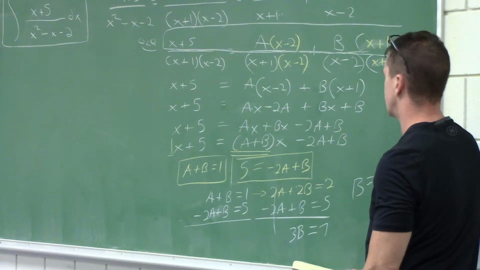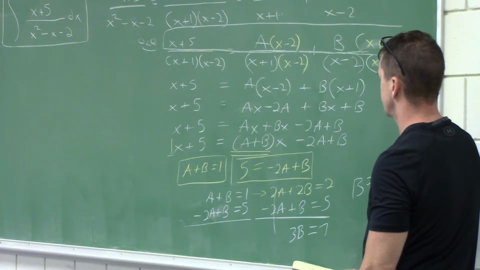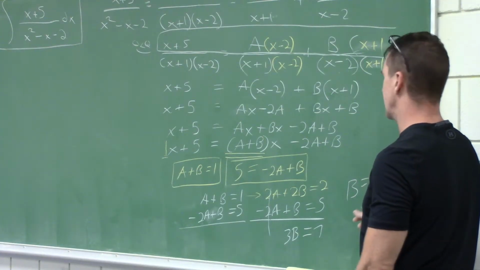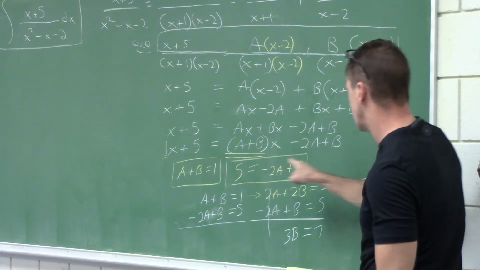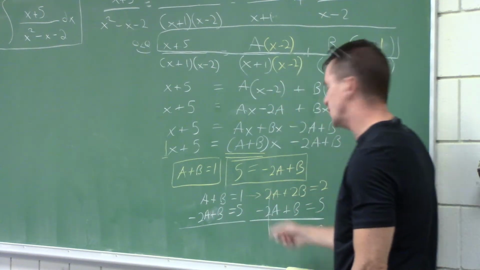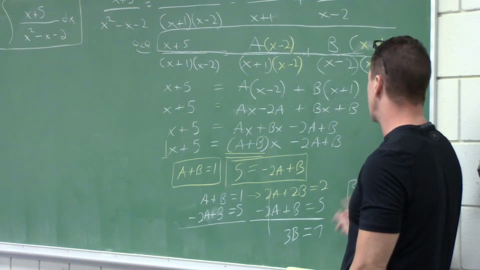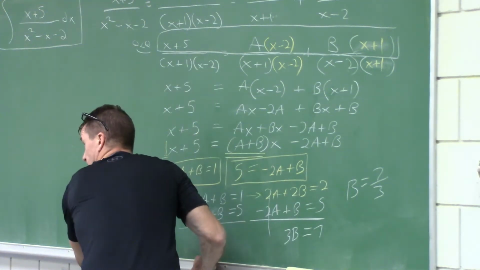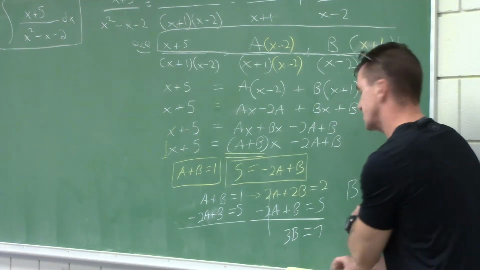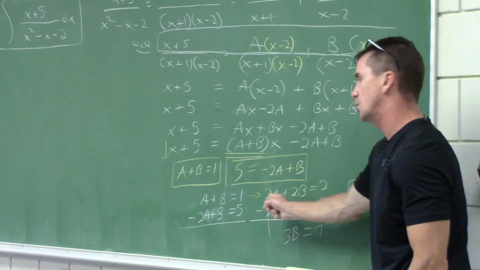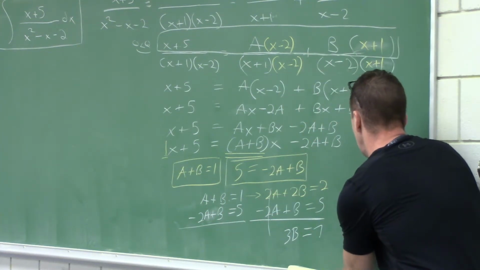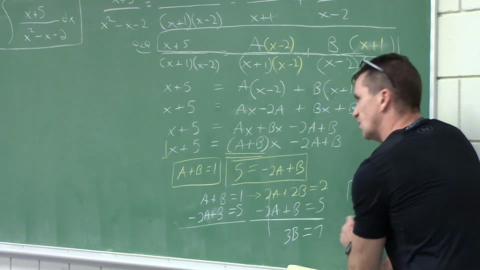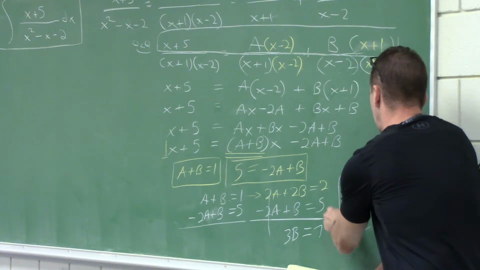How do you get a? He says plug it back in. Great call. Where would you plug this 7/3? Right there. So if a plus b equals 1, and a plus 7/3 equals 1, what would a be? Negative 4/3. When b equals 7/3, a plus b must add up to 1, so the a value becomes negative 4/3. You all agree? Can you get a and b?